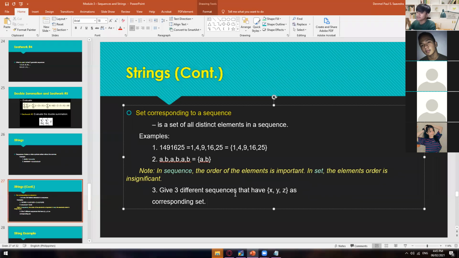So, anyone who can give three different sequences for the number 3?